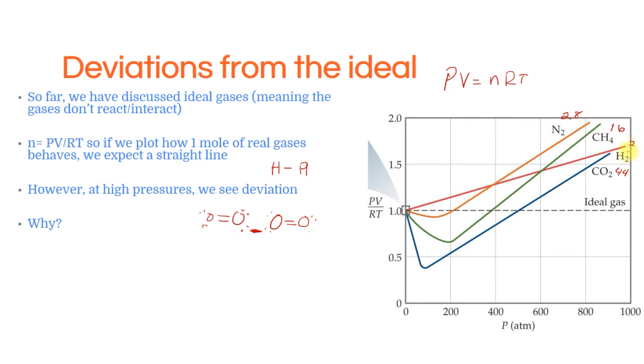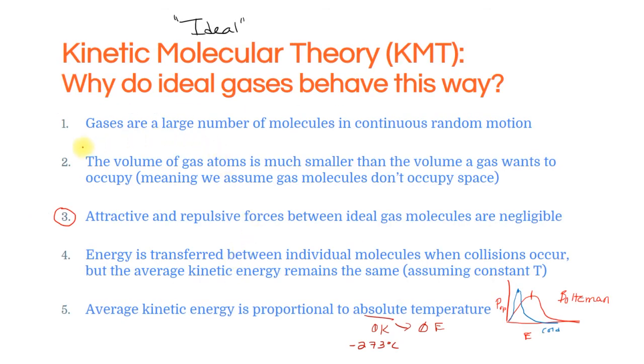So hydrogen has the smallest particle size, which means it behaves the most ideal, okay? So the reason we see these deviations is that point number 2 is probably not true. The bigger the particle size, the more this is in effect. Also, number 3 is unlikely to be true as well.